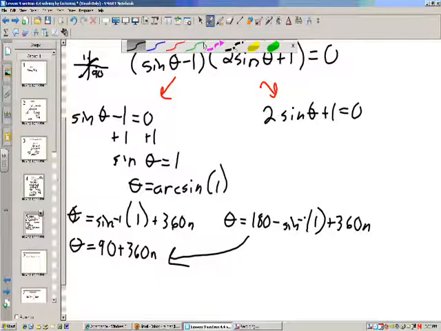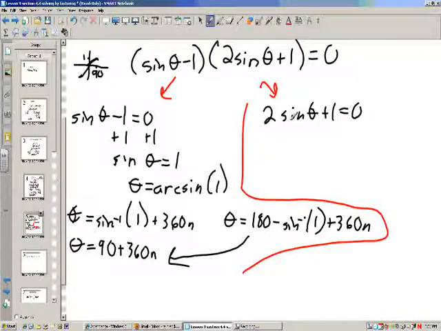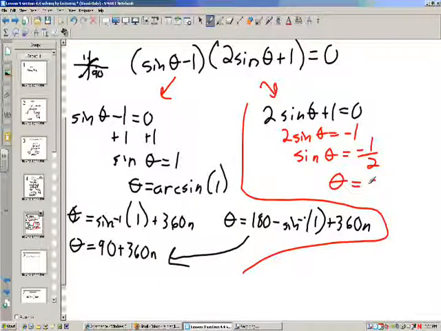All right, let's work on this one over here. I'll do it in red just to separate it. I subtract 1, so I have 2 sine of theta equals negative 1. Divide by 2. Sine of theta equals negative 1/2. I take the arcsine of both sides, so theta is the arcsine of negative 1/2.